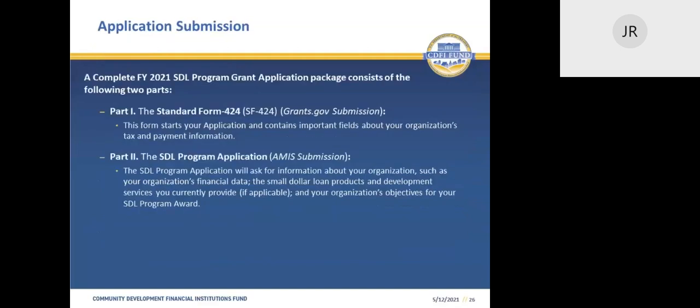To recap, a complete small dollar loan program application consists of 2 parts. It's the Standard Form 424, which Joan talked about, and it's submitted through grants.gov. And then the second part is the AMIS application, which I just walked through at a very high level, and that's submitted through AMIS.